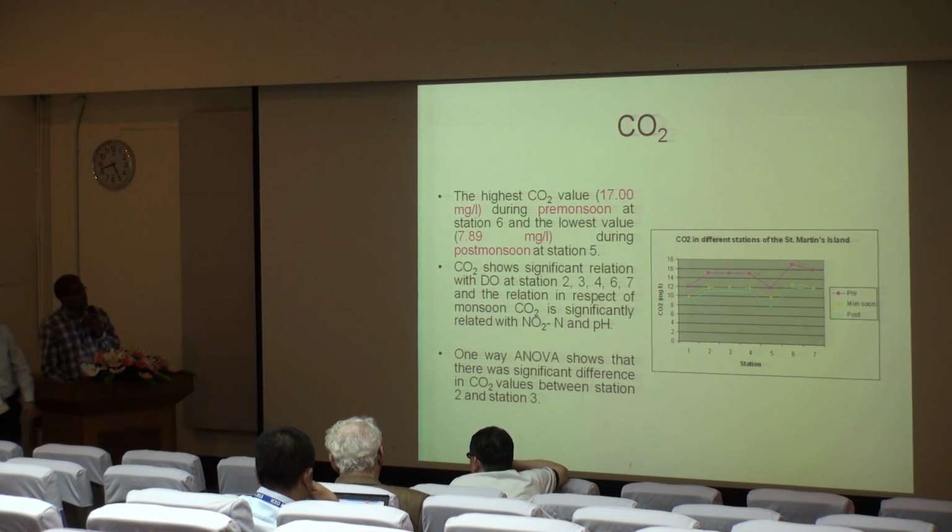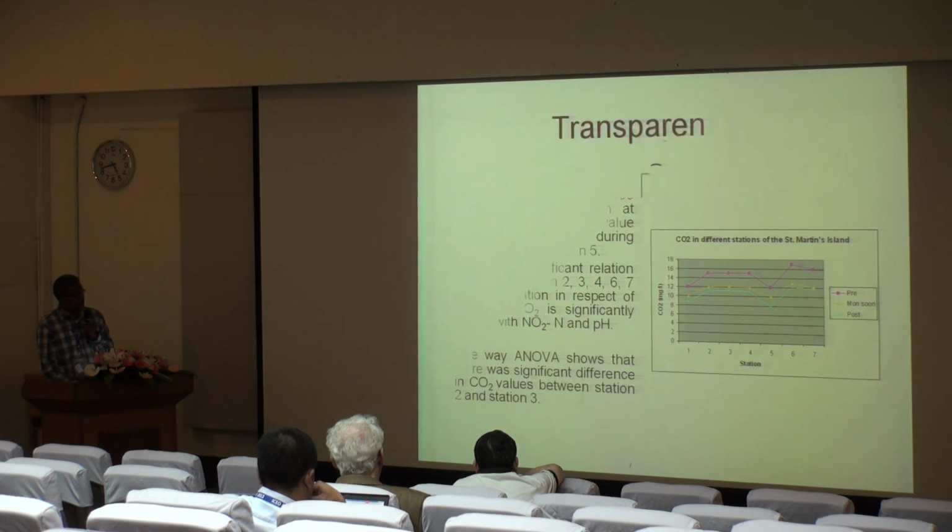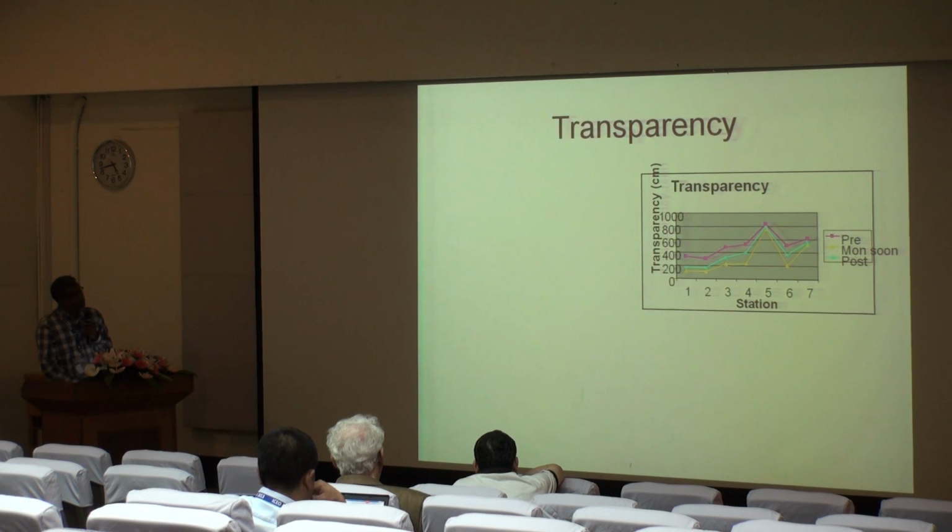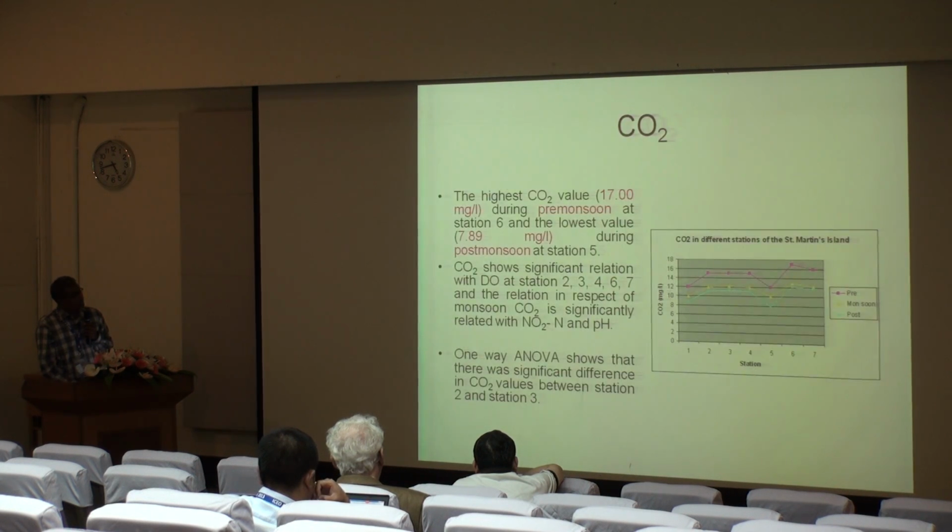The carbon dioxide value during the pre-monsoon was the highest, 17 milligrams per liter, and it shows a significant relation with DO at stations 2, 3, 6, and 7. In monsoon, that means May to August, carbon dioxide has a significant relation with nitrate.